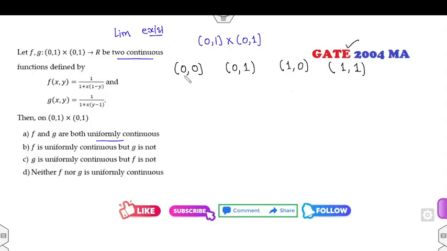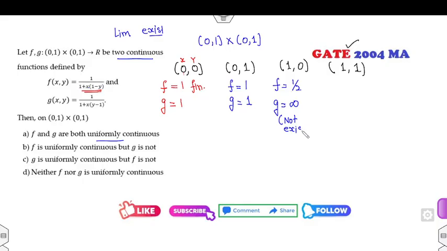Now, the first is x, the second is y. If x is 0, y is 0, what is the value of f? 1. What is the value of g? 1. Both are fine. Look at this case: when x is 0, y is 1, what is the value of f? 1. What is the value of g? Again 1. If x is 1, y is 0, the answer is 1 over 2. For g, if x is 1, y is 0, the answer will be infinity. That means the limit does not exist. So if the limit of g does not exist, it is not uniformly continuous. So f is uniformly continuous, but g is not.